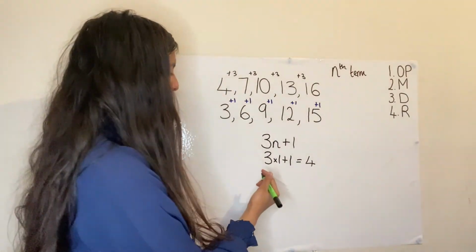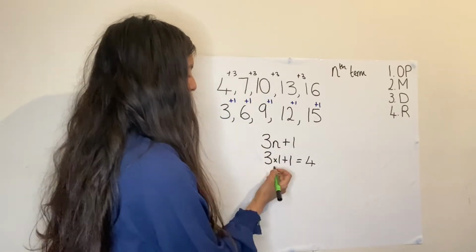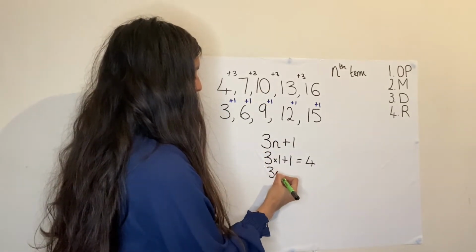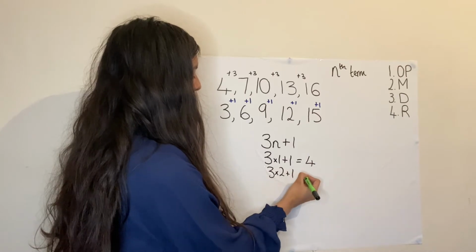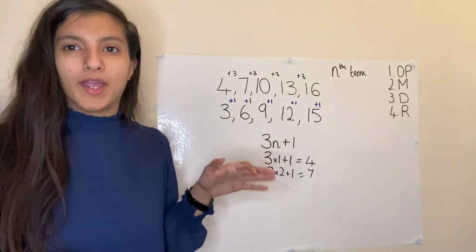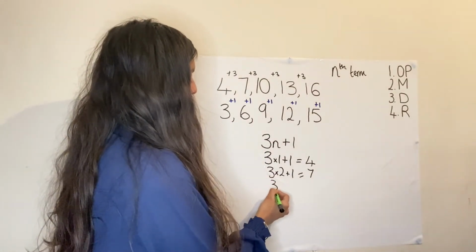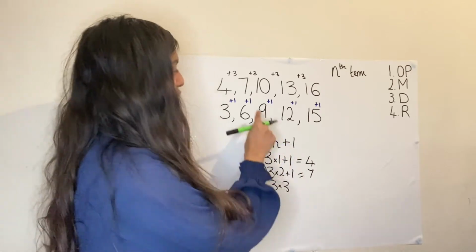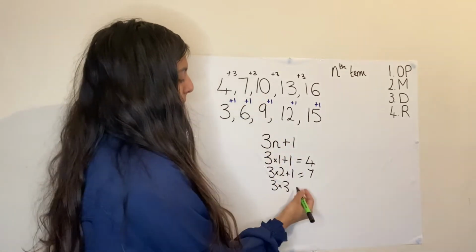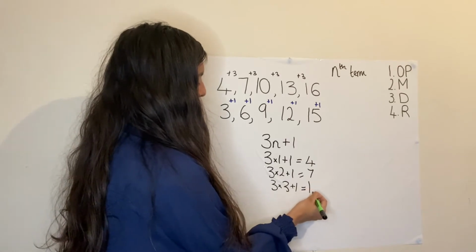Let's try the second one. So it's my second number in my pattern, so n is going to represent 2 this time. It's going to be 3 times 2 plus 1, which equals 7, which matches the second number in my original pattern. Let's try the third one. 3 times 3, because we're looking at the third number in my pattern, plus 1 equals 10.